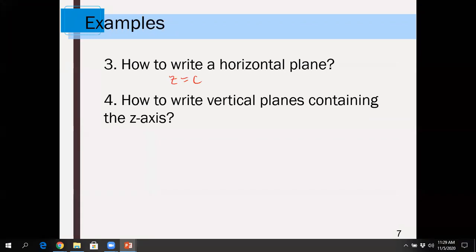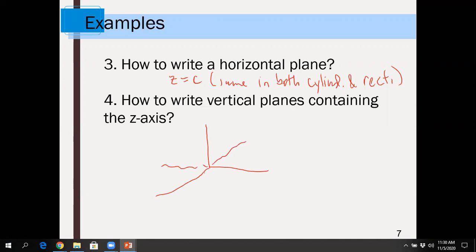How would you write that in cylindrical? Same, yeah? Okay, so this is the same in both cylindrical and rectangular or box coordinates. How do you write vertical planes containing the z-axis? Vertical planes that contain the z-axis. Okay, so what I mean is something like this. Vertical planes that contain the z-axis.